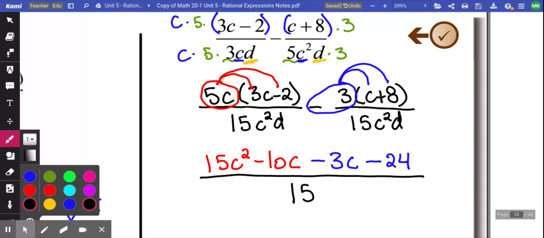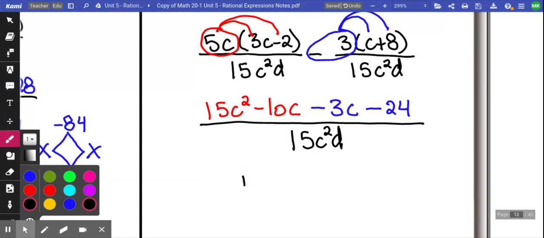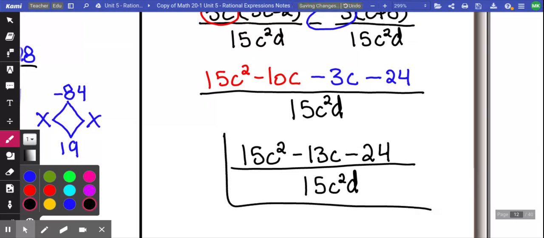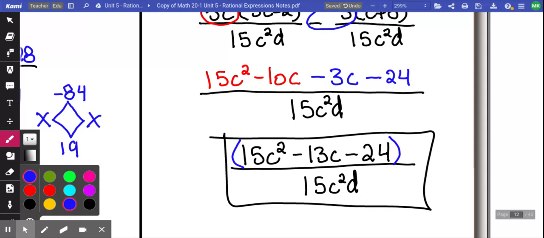Because I've expanded, I can now collect like terms and write this as one fraction. My final answer is 15C squared minus 13C minus 24 divided by 15C squared D. Again, you should try to factor the top. It doesn't work. You can't cancel anything out because that top is one big polynomial. You can only cancel with one other big polynomial.